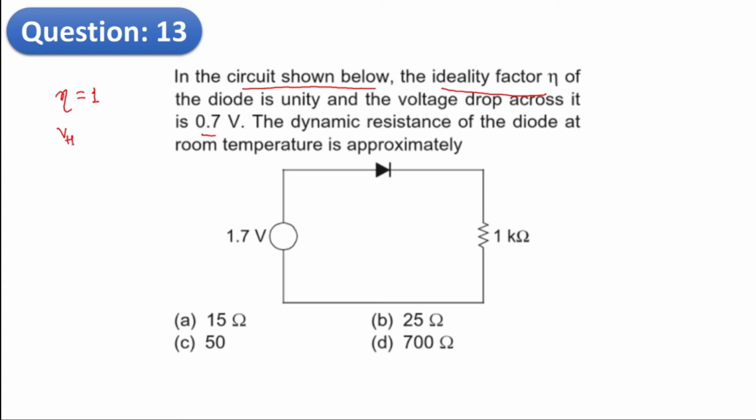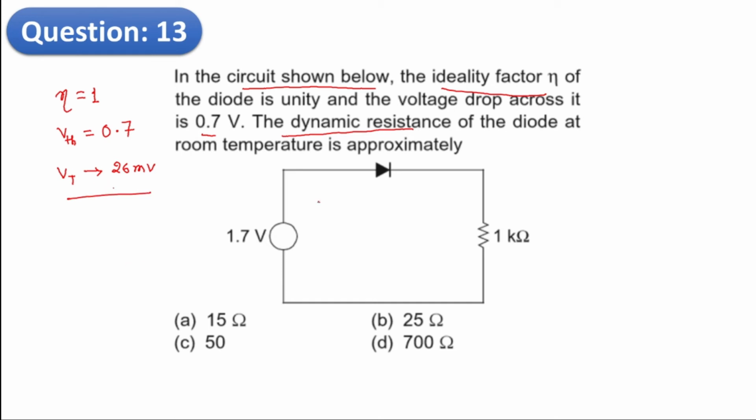Actually this is VTH, which is equal to 0.7. Okay, what is the dynamic resistance? Dynamic resistance, that is forward resistance. It is also called forward resistance of the diode at room temperature. So at room temperature, the VT is equal to 26 millivolt. This is the concept behind VT.